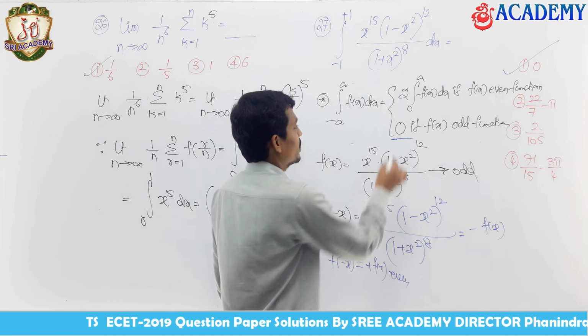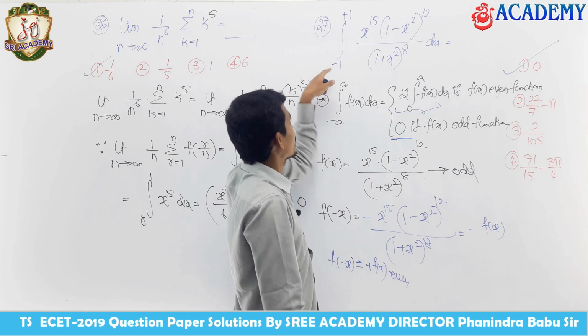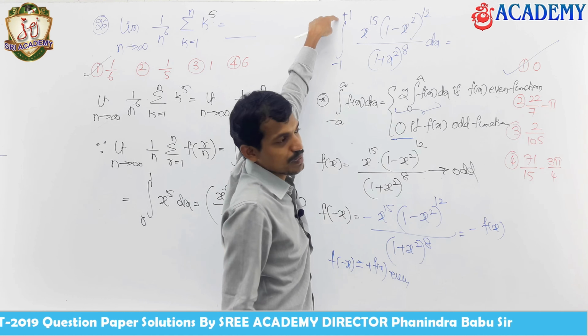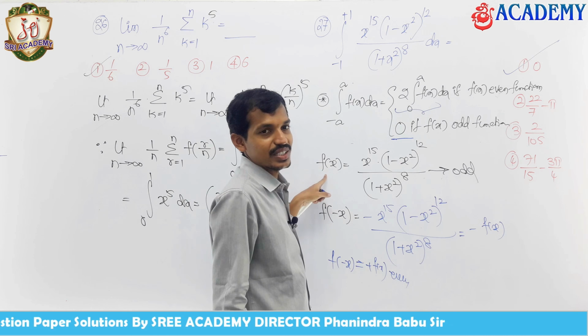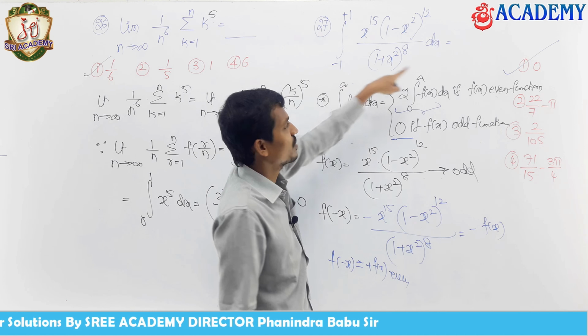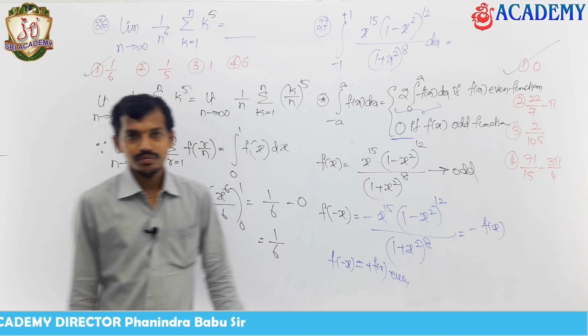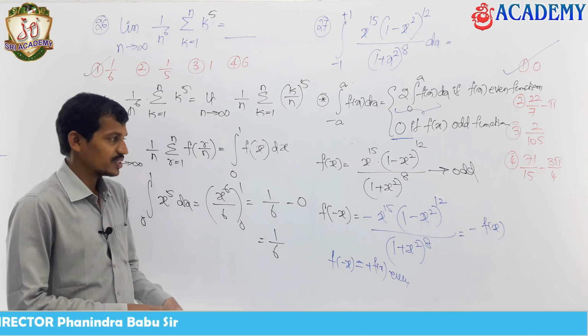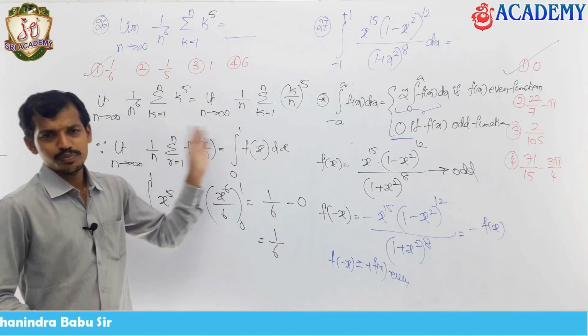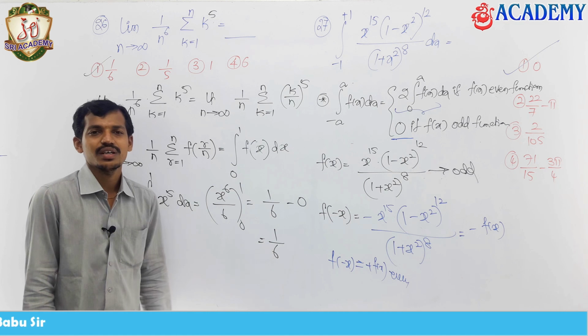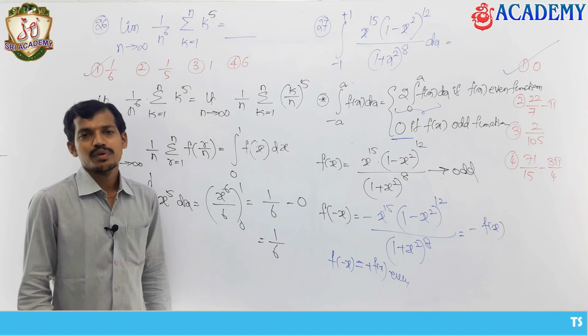If it is minus 1 to plus 1, you have to check whether the given function is odd or even. If it is odd, simply you can write the answer. If it is even, you have to perform the integration. But it is an odd function, so the answer is going to be 0. For a problem like this, by seeing only you can say. Okay, let's see other problems.